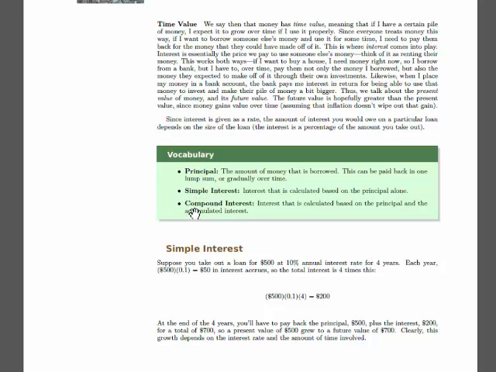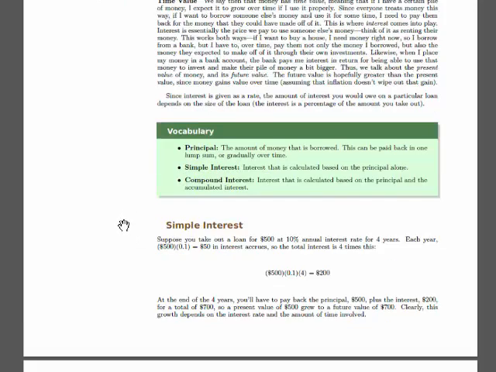And then we have simple interest versus compound interest. Simple interest just tacks on a percentage of the principal. The compound interest, though, tacks on a percentage of whatever the current balance is, which is the principal plus the interest that's accumulated to this point. So simple interest just calculates interest based off of the principal. Compound interest also includes the accumulated interest to this point when it calculates interest.